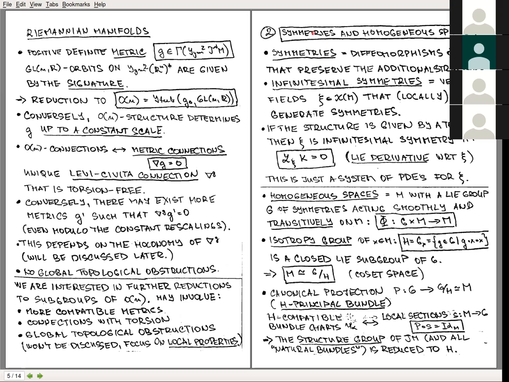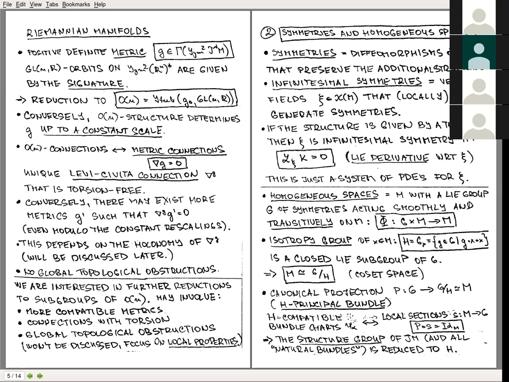So the second part, I will just recall what symmetries are and the geometry of homogeneous spaces. Symmetries are just diffeomorphisms from the manifold to itself that preserve the additional structure. Infinitesimal symmetries are just vector fields that generate symmetries, or just locally generate symmetries if the manifold is not complete in some sense.